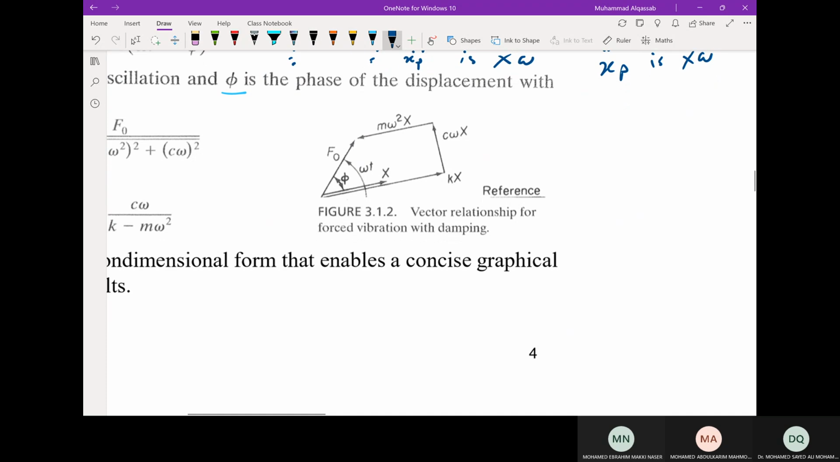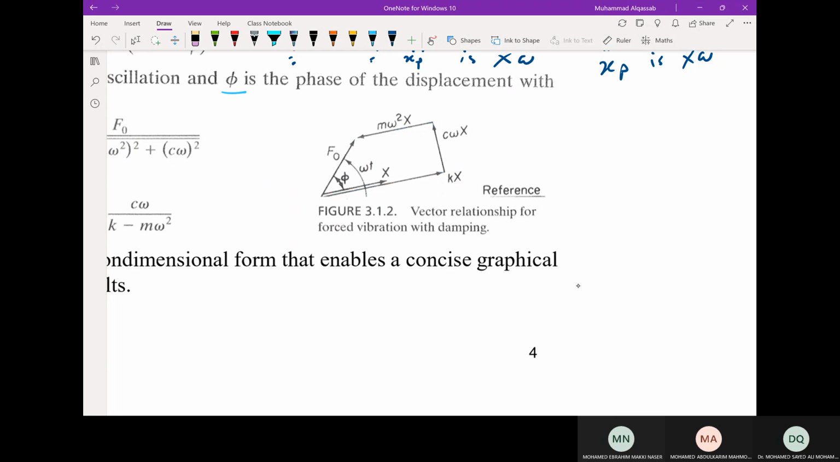Okay, so along x is the spring force. This is the amplitude, kx. And perpendicular to it is the damper force, which is c times the amplitude of x dot, which is c times omega x. And the inertia force, the amplitude will be m times omega square x. So this is the left-hand side of the differential equation.